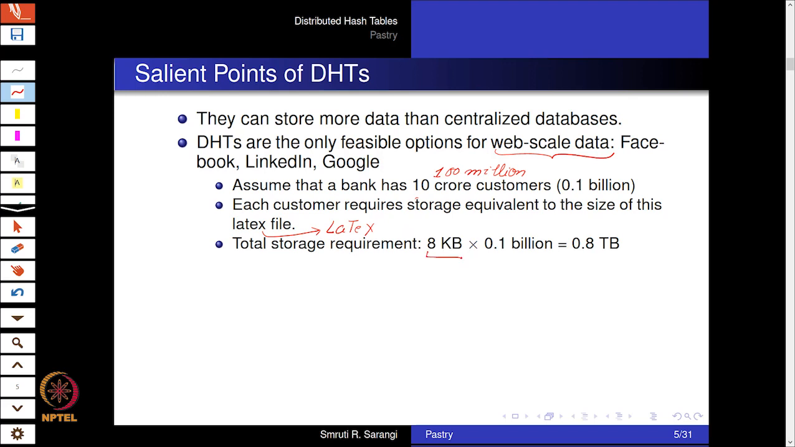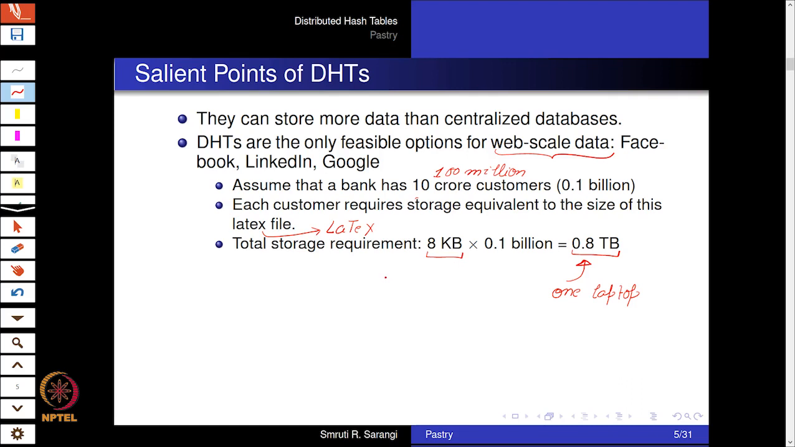So this file is around 8 kilobytes, and 8 kilobytes times 0.1 billion entries is 0.8 terabytes. If you would see, this is not much. So a regular desktop processor or even a combination of pen drives can provide you this much of space. So definitely one desktop processor or even one laptop, a modern laptop these days, can provide you 0.8 terabytes of space. Incidentally, the laptop that I am using to record this video has half terabyte of space.